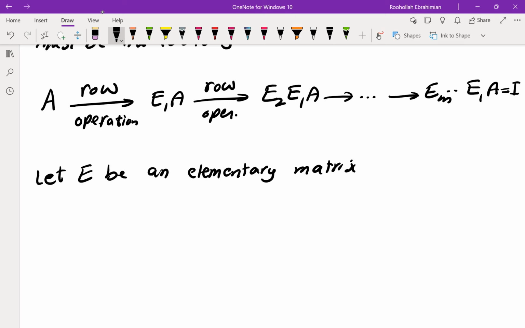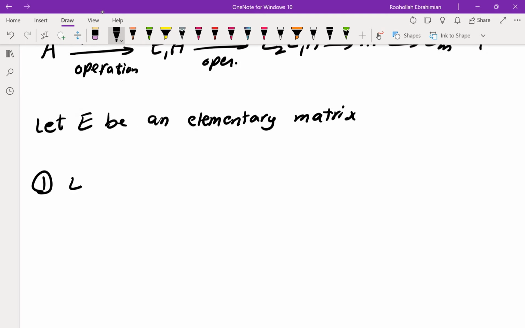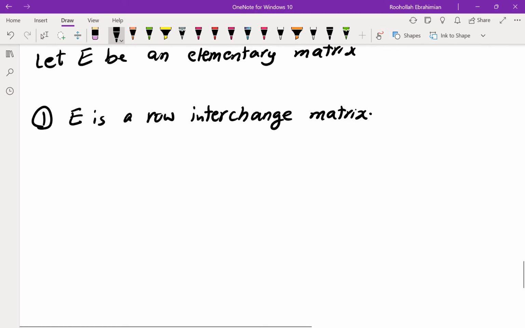So what is the product of an elementary matrix and A? We talked about that earlier in this video. If you look at E, there are three possibilities. The first possibility is E is a row interchange matrix. Then the determinant of E is going to be, when you change two of its rows, minus the determinant of the identity matrix, which is minus 1.